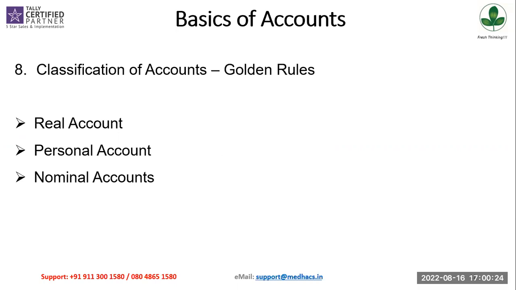Okay, then comes the nominal account. So what is the golden rule for nominal account? Yes, you're right, Pawan. Debit all expenses and losses and credit all incomes and gains. So you have to debit all expenses or losses that you're making, and you have to credit all incomes and gains in a transaction.